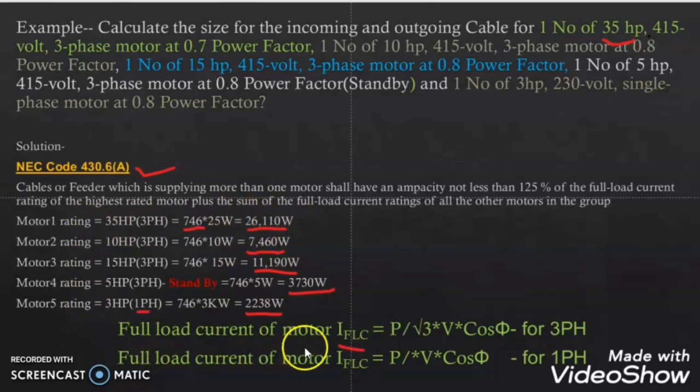Now the full load current rating for a 3-phase motor is given as motor rating in watts divided by root 3 into voltage into cos phi. For a single phase, the full load current of the motor is motor rating in watts divided by V into cos phi. Now we will calculate the full load current for each motor.